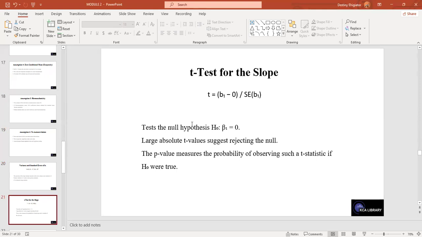Now let's look at the test for slope. T equals B1 minus 0, over its standard error. This is the equation. This tests the null hypothesis, that is H0: B1 equals 0. A large absolute T-value suggests rejecting the null hypothesis. The p-value measures the probability of observing such a T statistic if H0 were true.